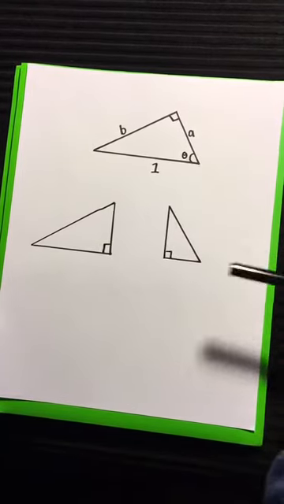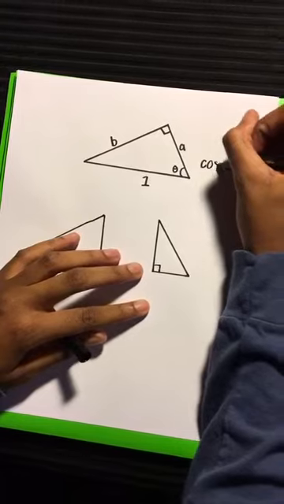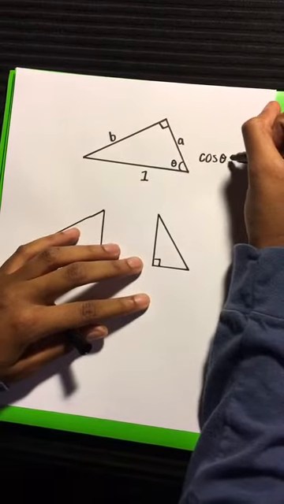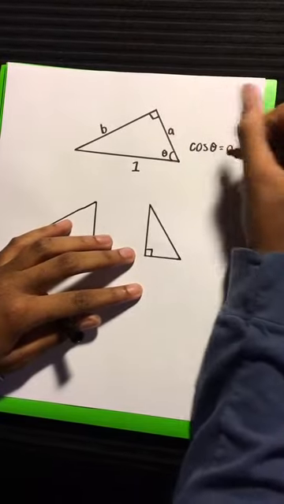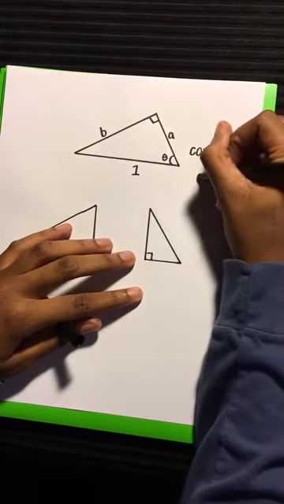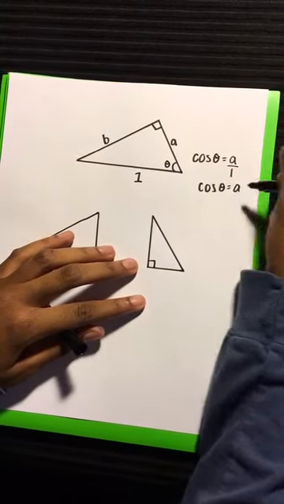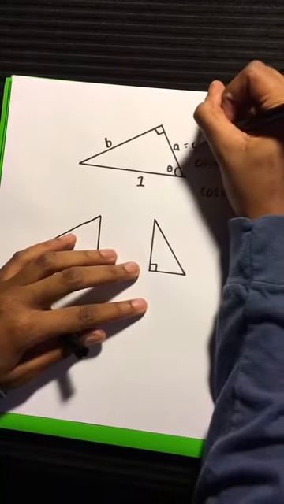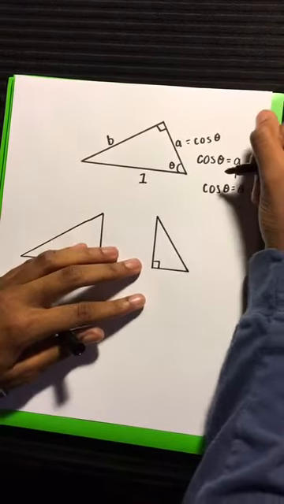So first you're going to find cosine theta. The cosine ratio is adjacent leg over hypotenuse, and here the adjacent leg is A and the hypotenuse is 1. And A divided by 1 just gives you A. And then you're going to substitute that back in right here, and you get A equals cosine theta.